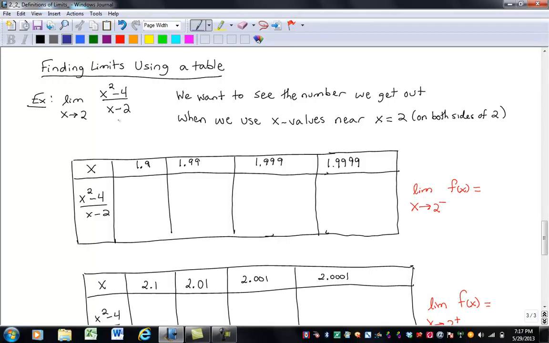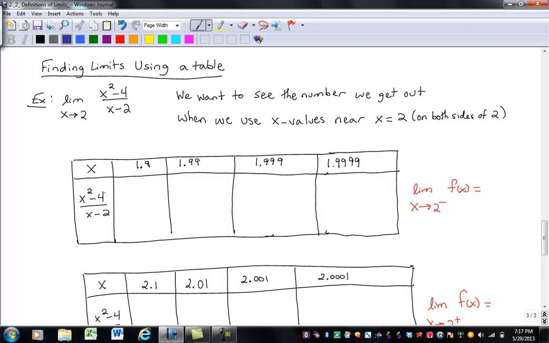So this top column is the x values that are smaller than 2. So these x values are going to be to the left of 2. And notice as I move along here, 1.9, 1.99, I'm getting closer and closer to 2. So what this does is it gives me a way to make a guess at what I think the limit as I approach 2 from the left will be. Because these numbers are smaller than 2, I'm coming nearer to 2 from the left-hand side.